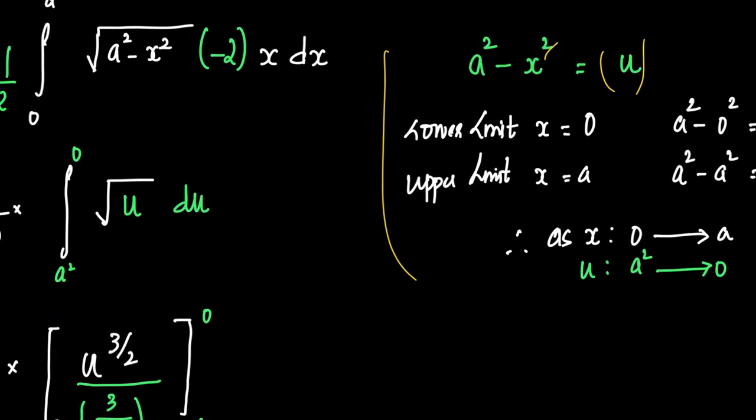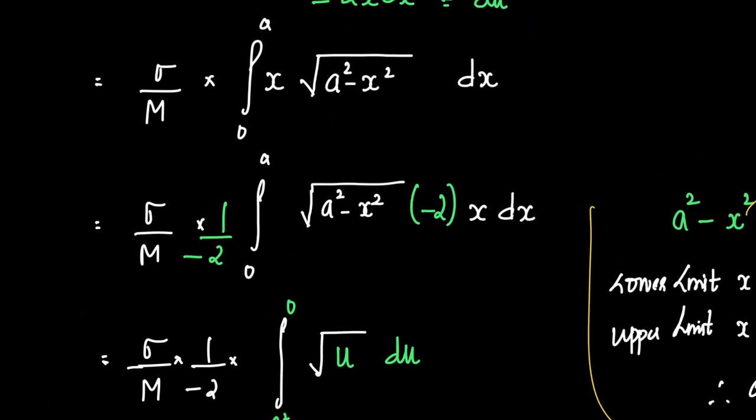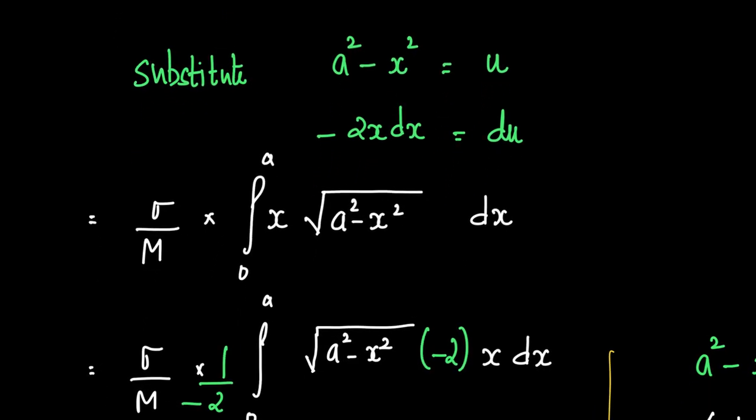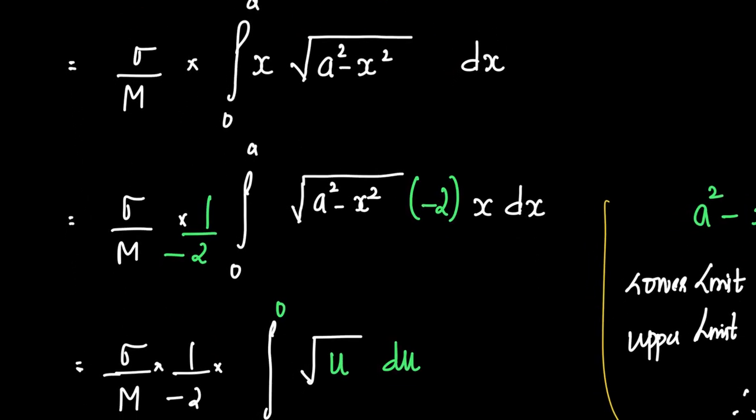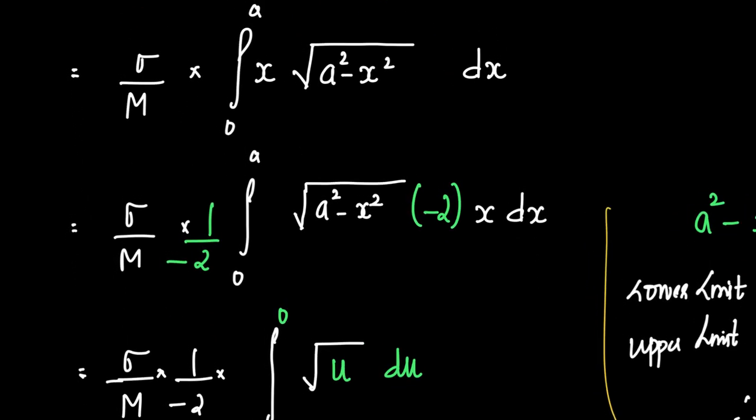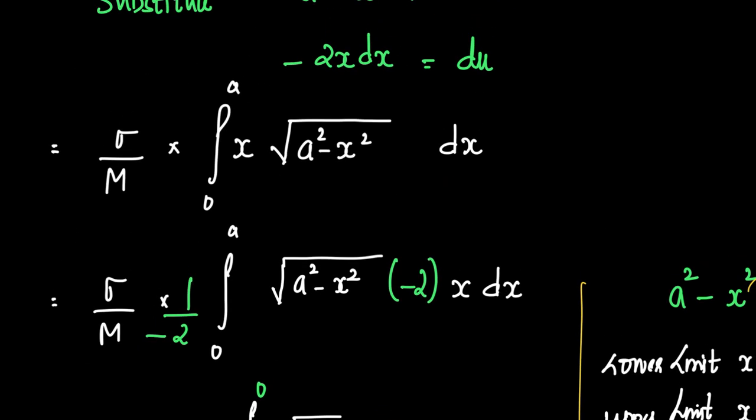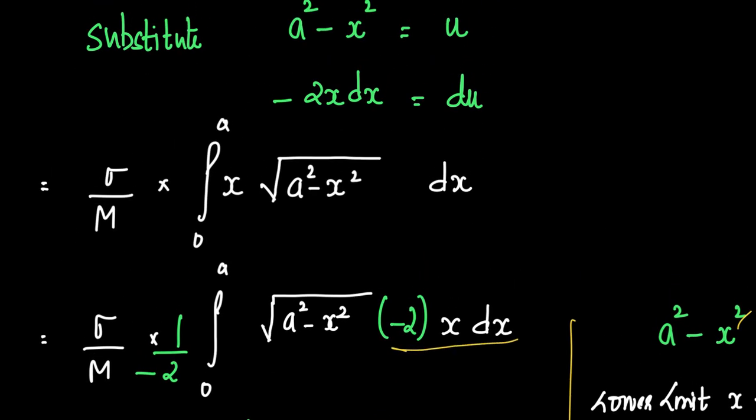Okay, right. Now after substituting a square minus x square as u and minus 2x dx as du, we can see that the integrand has only x dx and not minus 2x dx. So to solve that issue, I'll multiply this complete integrand by minus 2 and divide it by minus 2. Okay, so now what is minus 2x dx? Minus 2x dx is now equal to du.